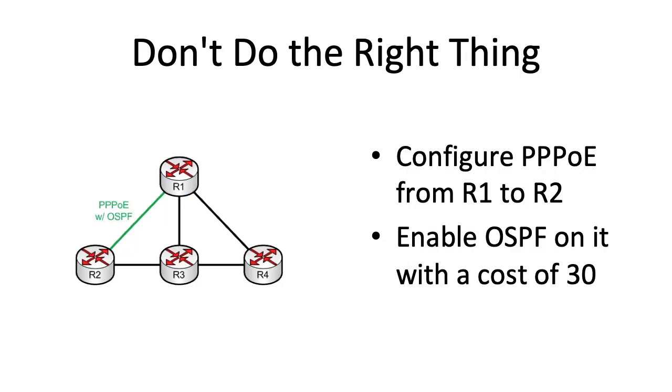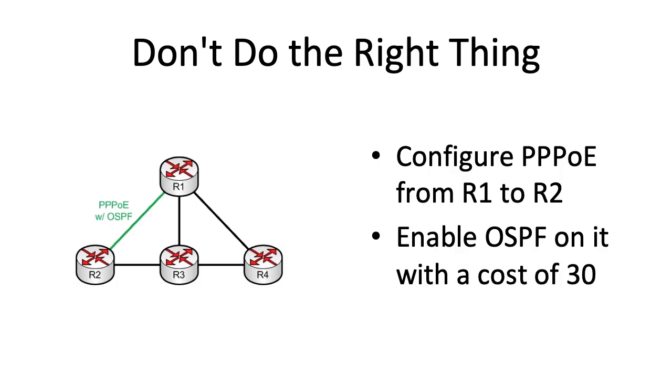The second example is don't do the right thing. It's basically the opposite of what we just discussed. Rather than a task restricting what you can do, it might tell you specifically what you must do. So for example, in this topology, it says configure PPPoE from R1 to R2. That's pretty simple, tells you exactly what to do.